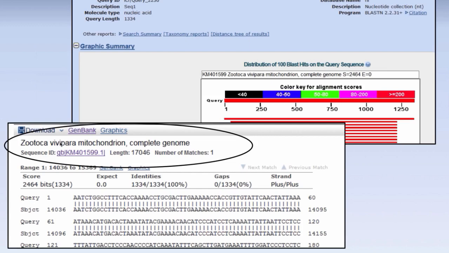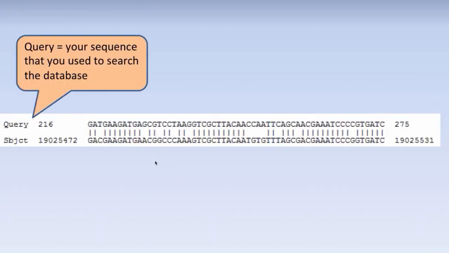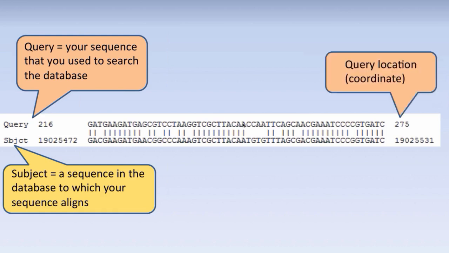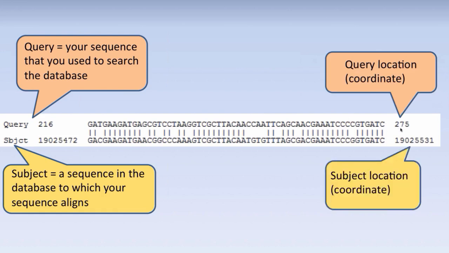So at the beginning of each alignment is the name of the database record that matches your sequence. It gives you the accession number, gives you the length of that accession number. It tells you the nucleotide numbers that are part of that alignment, and then it gives you some other information about the percent of similarity, percent of identity. This is called a pairwise alignment, and we're going to go through the pairwise alignment in just a little bit more detail now. Your sequence is called the query sequence. The database match is called the subject sequence. And for each alignment, you will then have the coordinates that cover that alignment, both for your sequence, the query sequence, and the subject sequence.